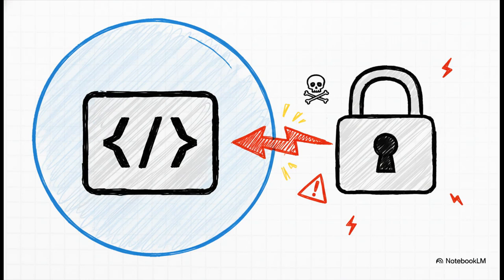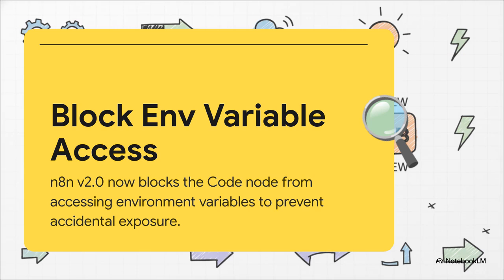Now, the single biggest security change revolves around the code node, that super powerful node we all use. The thing is, it used to have this potential risk where it could reach into your system's environment variables. And that's often where you store sensitive stuff, like API keys and secrets. So the solution is actually pretty simple, but really powerful. By default, N8N just blocks that access. This simple change completely prevents your workflows from accidentally leaking sensitive data, which is just a massive win for security.